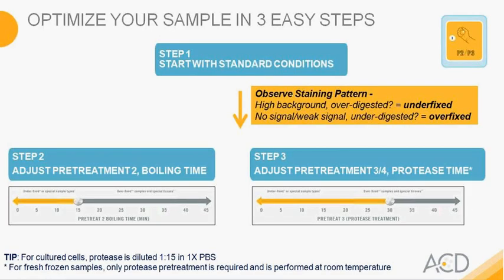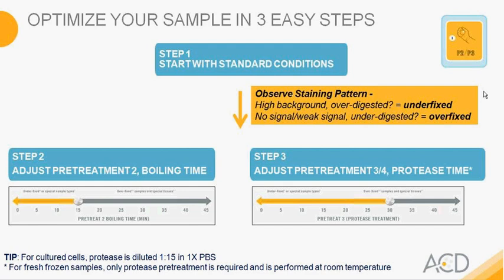So how do you optimize your assay? To optimize your assay, we have also consolidated your steps into 3 easy steps. The first step you would have already performed, which is performing standard conditions. In the standard conditions, a few observations are usually highlighted based on our experience. You will observe 2 conditions: high background, which is a result of over-digested samples, and this is usually because samples are underfixed. Sometimes you will find that you do not see a signal or the signal is weaker than you expected, and this is usually because the sample is under-digested and perhaps overfixed.